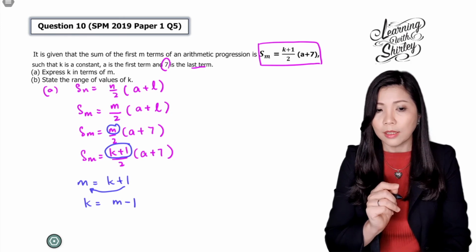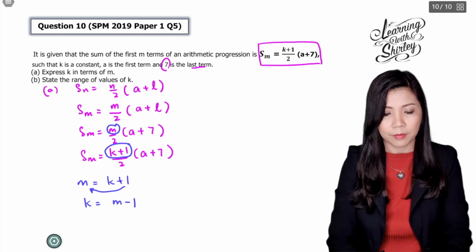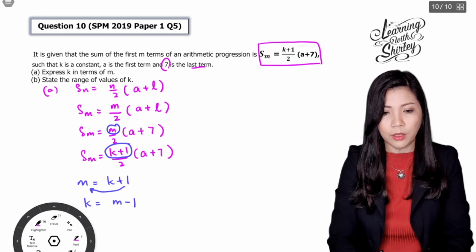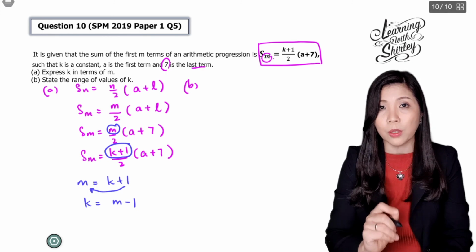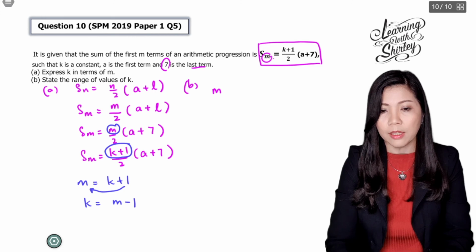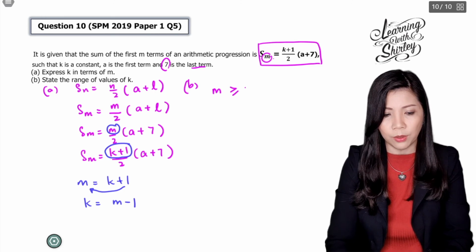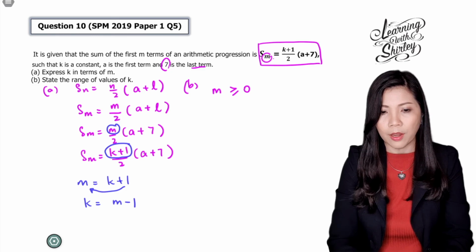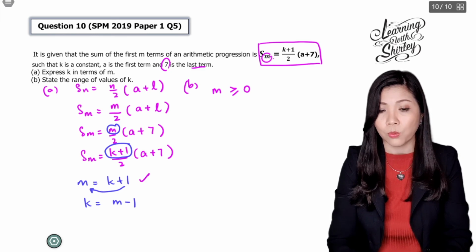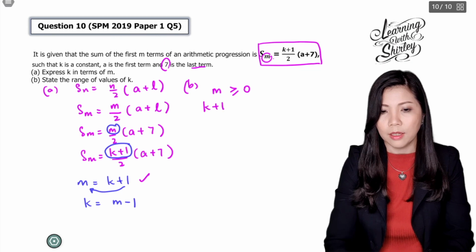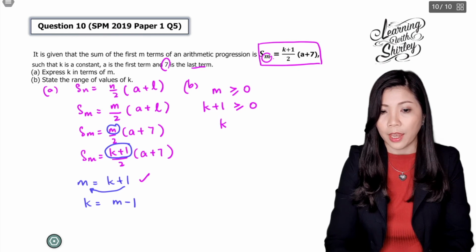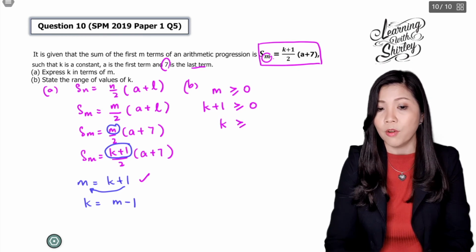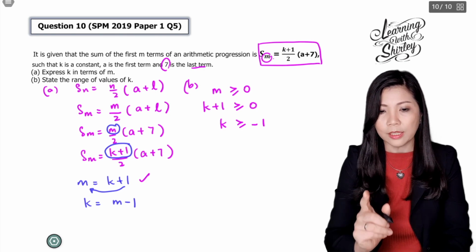Let's solve for B. State the range of values of k. We know that this m here must be 0 or positive, so m is more than or equal to 0. From here, m is equal to k plus 1, which means that k plus 1 is more than or equal to 0. To find the range of values of k, I'm going to shift the positive 1 to the right hand side, and it becomes negative. So k is more than or equal to negative 1. This is the final answer for B.